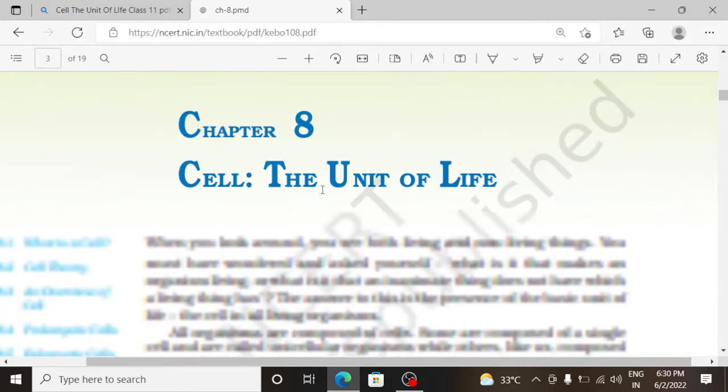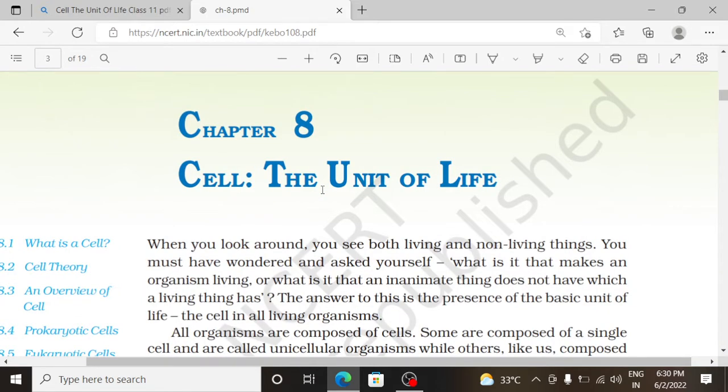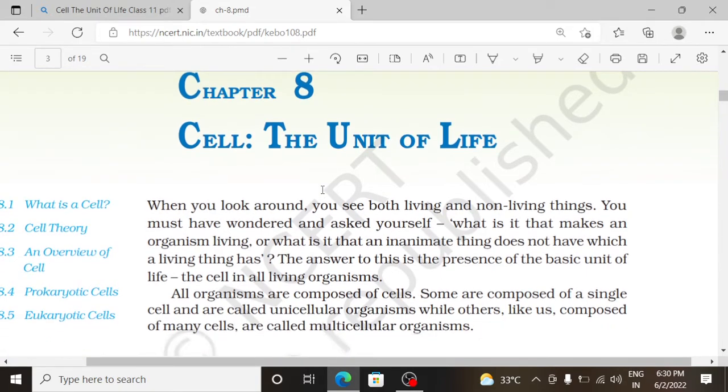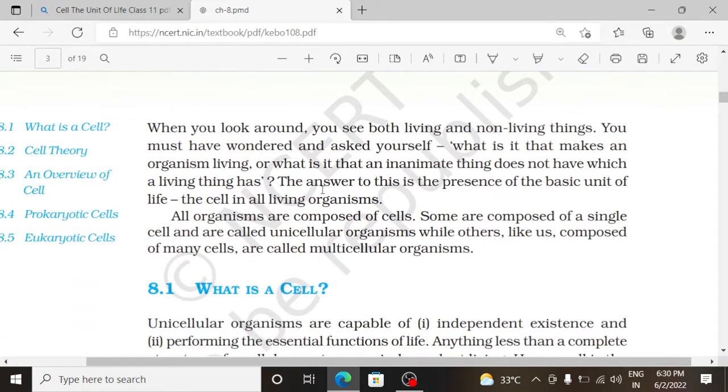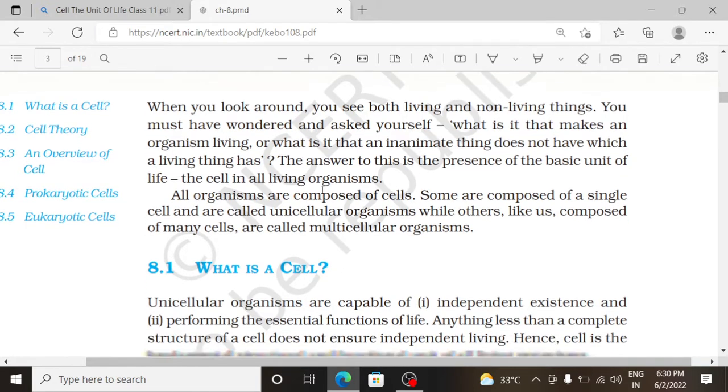G.N. Ramachandran. So let us start the chapter 8, Cell the unit of life. When you look around, you see both living and non-living things. You must have wondered and asked yourself, what is it that makes an organism living, or what is it that an inanimate thing does not have which a living thing has? The answer to this is the presence of the basic unit of life, the cell in all living organisms.